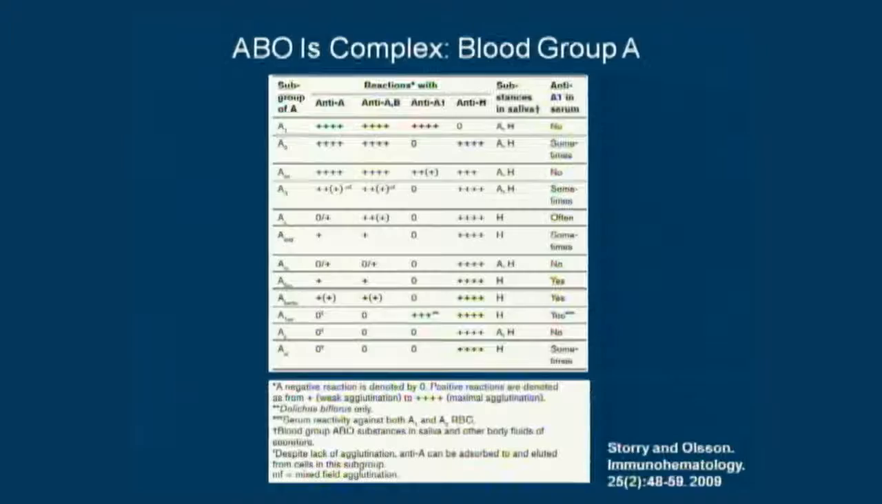And we know that that's not the case. So ABO is really a complex blood group system. And I think this is a great table to illustrate why ABO is variable. And this is just within blood group A. And this is by no means comprehensive.